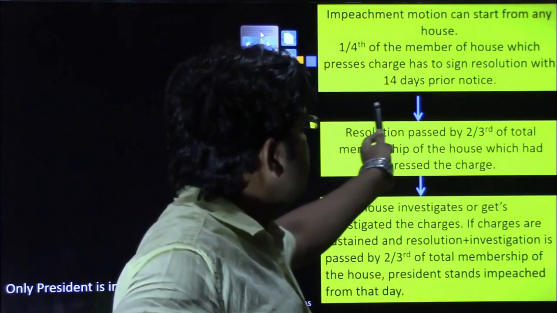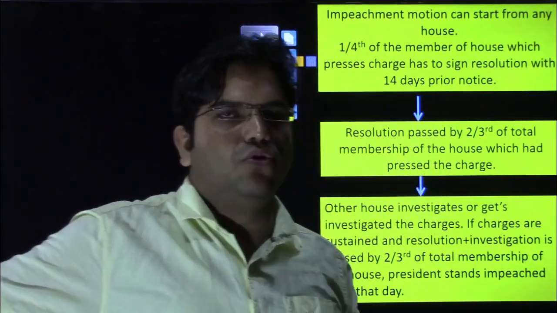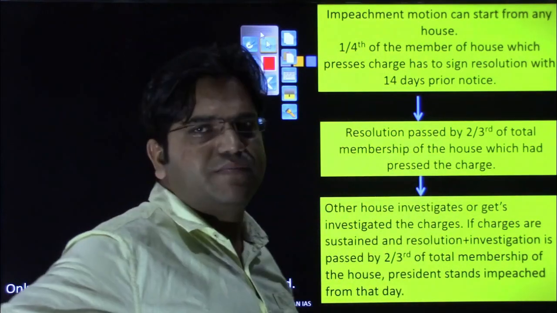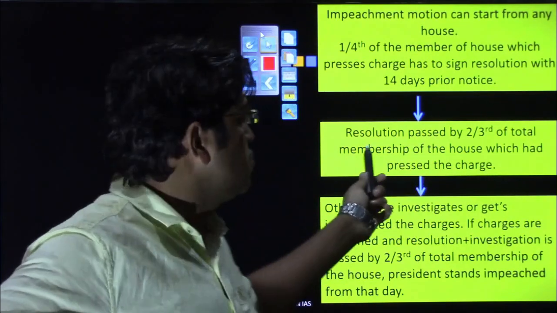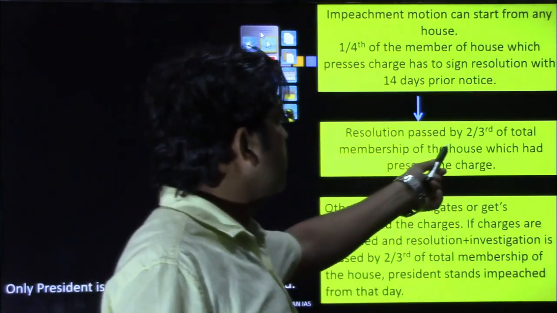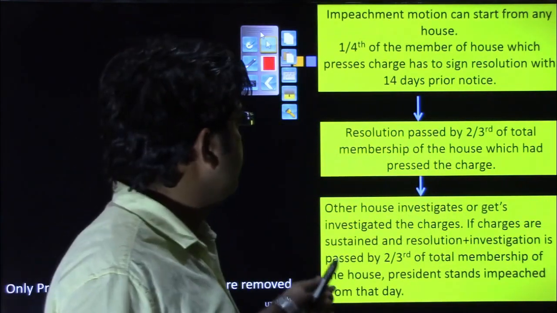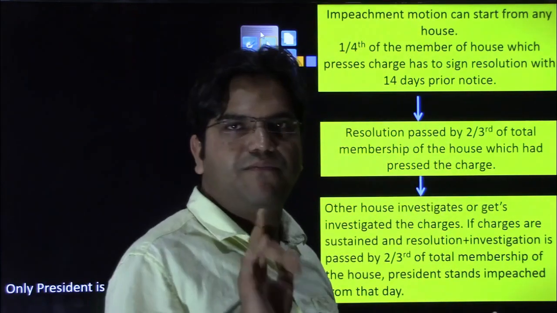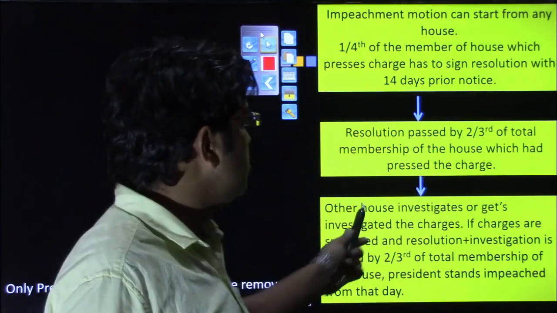Once this notice has been served to the president, this 14 days notice, thereafter suppose in Lok Sabha this resolution has been moved, right? So after passing of this 14 days, Lok Sabha will have to pass that resolution, that motion, with 2/3 of total membership of the house. So you have 543 members, so if 2/3 of 543 members agree, right, then only that resolution will be passed.